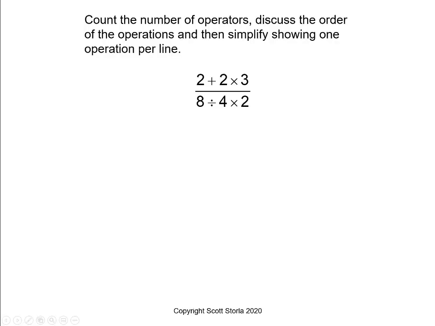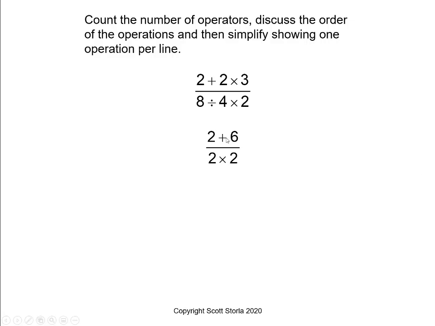Try this one. In this case, we have 1, 2, 3, 4, 5 operators. Beginning in the numerator, multiplication is before addition, so we'll get 2 times 3 is 6. In the denominator, division and multiplication are equal in importance, so we do them left to right, and 8 divided by 4 is 2.